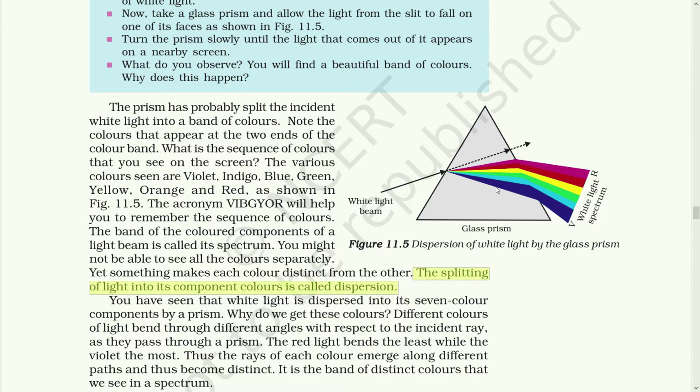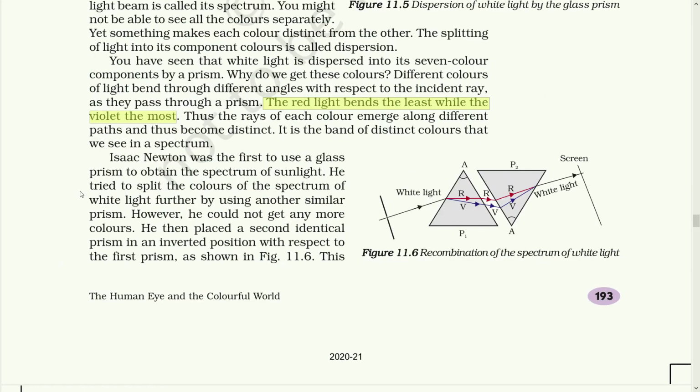The band with the minimum velocity has the most deviation, while the band with maximum velocity has the least deviation. The red light bends the least, while the violet bends the most. Thus, the rays of each color emerge along different paths and thus become distinct. It is the bands of distinct colors that we see in a spectrum. Isaac Newton was the first to use a glass prism to obtain the spectrum of sunlight.